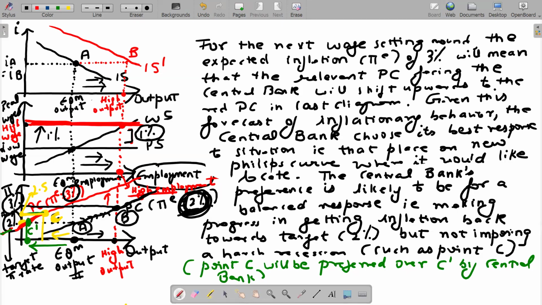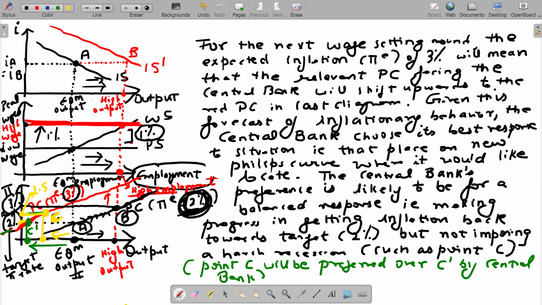Instead of going from the black to the green point, the central bank will go from black to yellow point, because going from black to yellow is still not reducing the output too much. But going from black to green is like tolerating a very high recession just to meet the target inflation rate of 2%. That means, given the new Phillips curve, the red Phillips curve, the central bank would want to choose the yellow point. So this point C will lie on the MR.